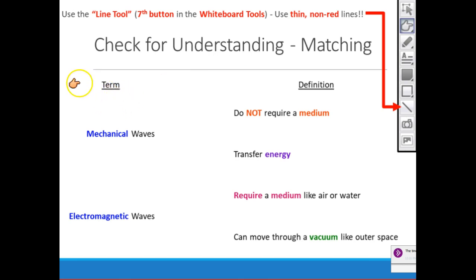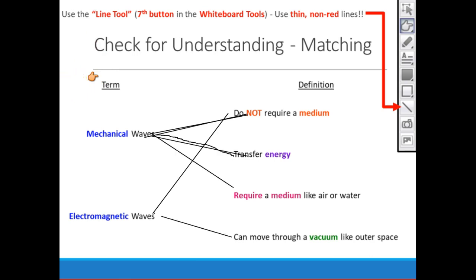All right, so let's make sure we understand these terms. Go ahead, grab your whiteboard tools. You're going to match these up. You will have more than one definition for the terms, and some of these you might actually match up with both of these. Tell me which ones do not require a medium, which ones transfer energy, which ones do require a medium like air or water, and which ones can move through the vacuum like outer space. Go ahead, get that up there, please.